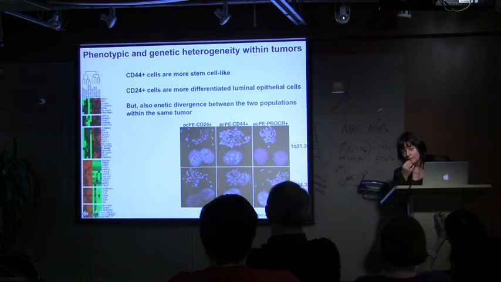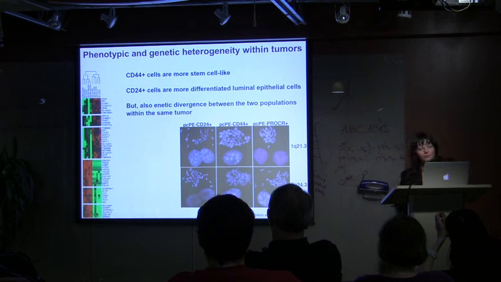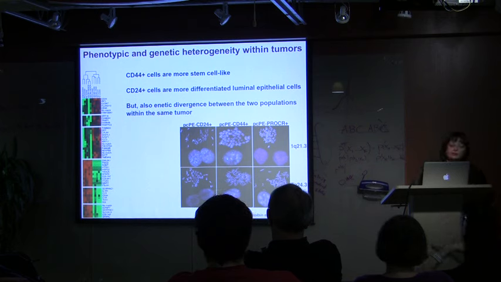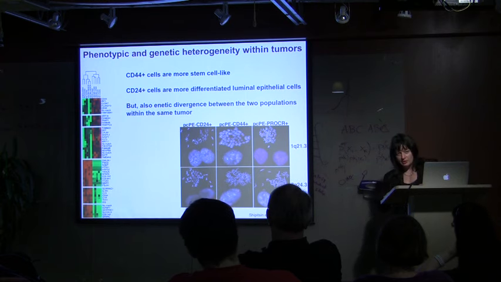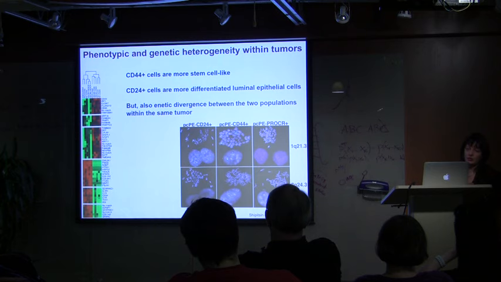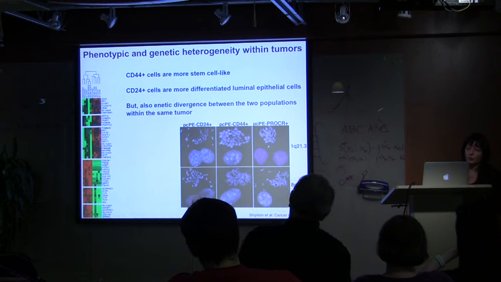Sorry, I just have a question. Why stem cells? Why are they important in breast cancer? Oh, why did you choose? Because luminal epithelial cells is kind of obvious. Well, these are both cancer cells. So these are breast cancer cells, but one of them has a more stem cell-like phenotype. The other one has a more differentiated phenotype.